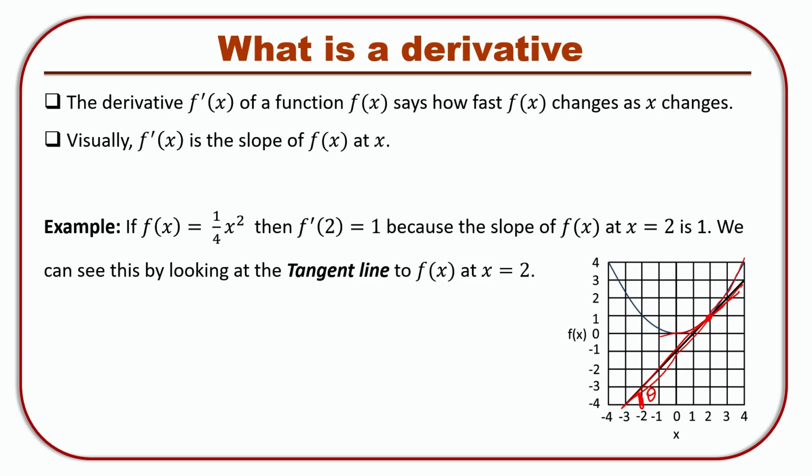Take f(x) equal to 1/4 x squared. Then f'(2) equals 1. Why? Because the slope of f(x) at x equal to 2 is tan of theta, which is 4 divided by 2, so f'(2) equals 1. We can see this by looking at the tangent line to f(x) at x equal to 2, and you will see that the slope is 2 by 2, which is equal to 1.